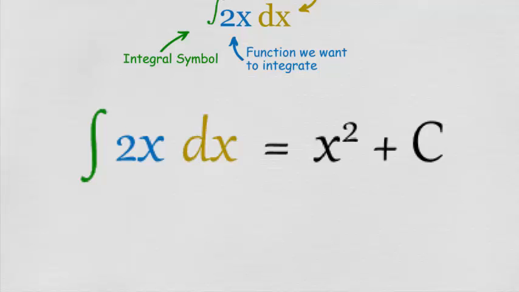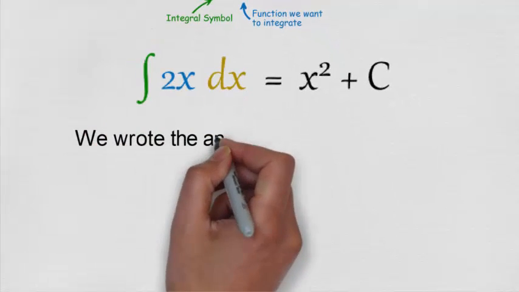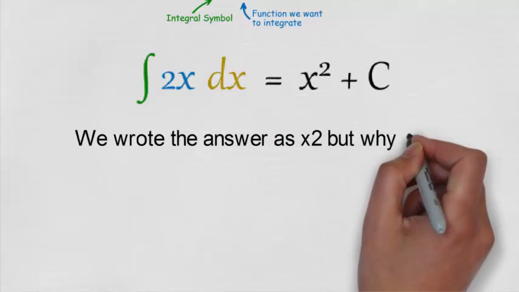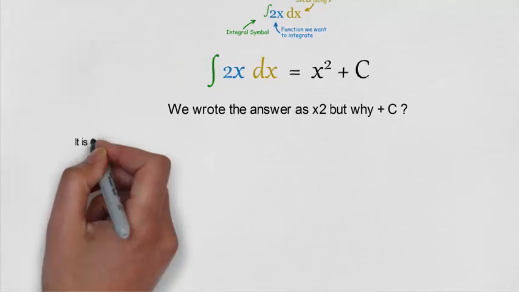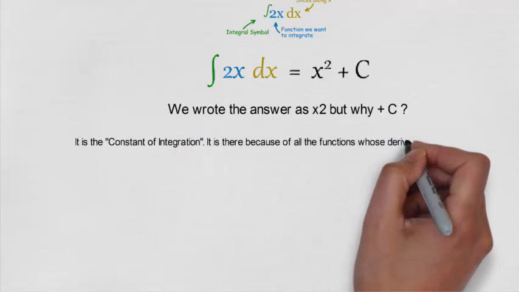And here is how we write the answer. We write the answer as x squared plus c. The c is the constant of integration. It is there because our function was differentiated with respect to x.